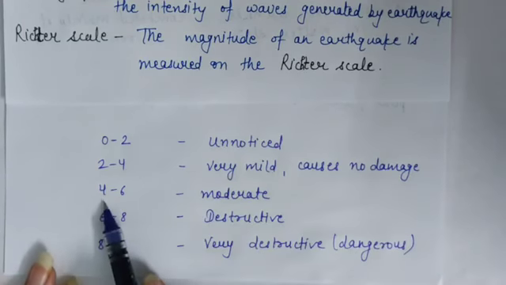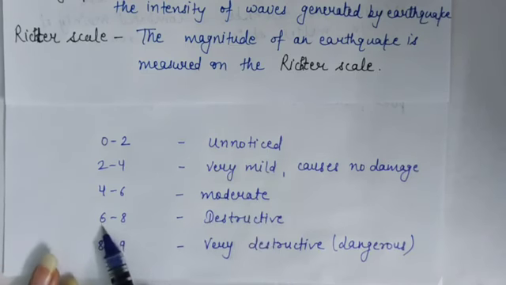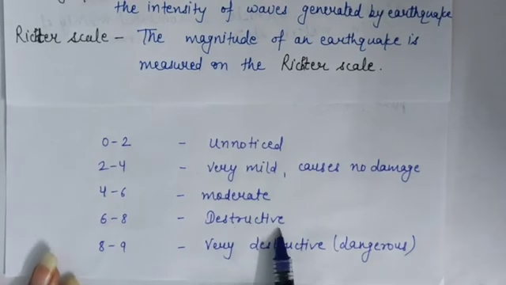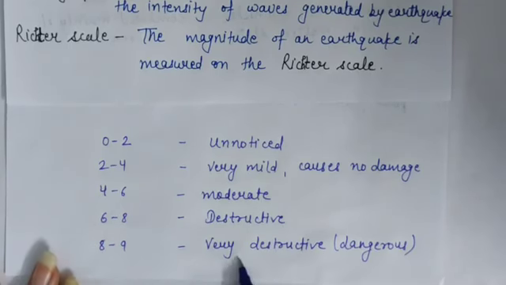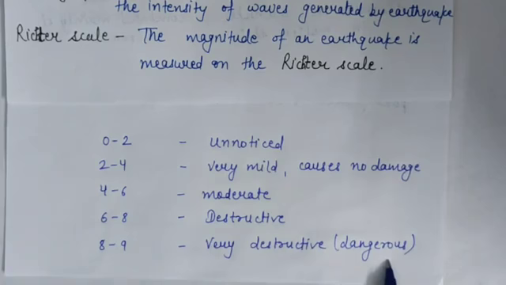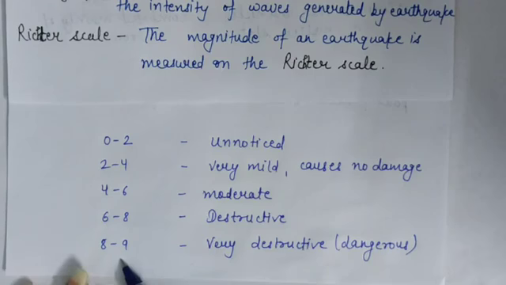And if the Richter scale shows 4 to 6, it means the earthquake is moderate. If it shows 6 to 8, it means a destructive earthquake, which can cause damage. 8 to 9 means a very destructive earthquake, too dangerous for us. Really destructive earthquakes have magnitudes higher than 7 on the Richter scale.